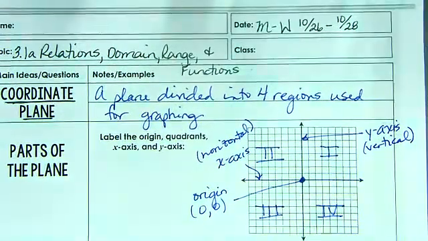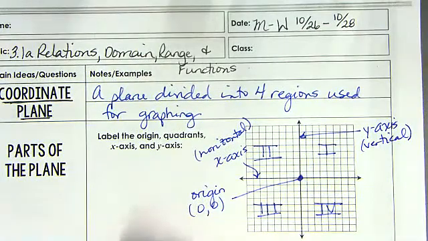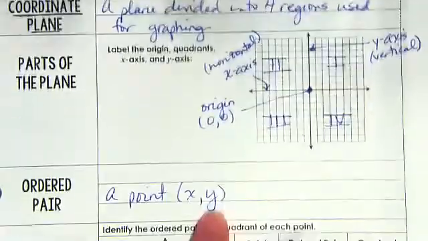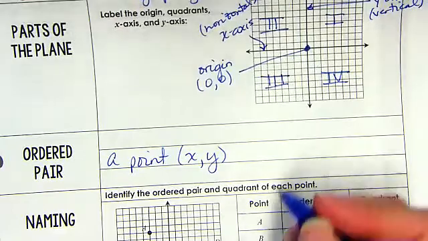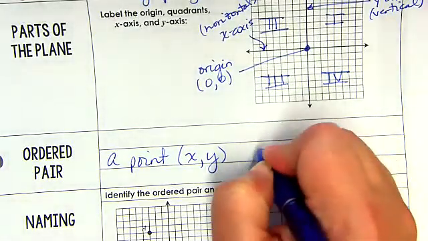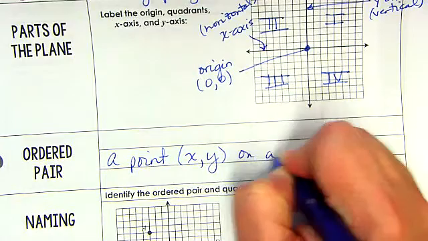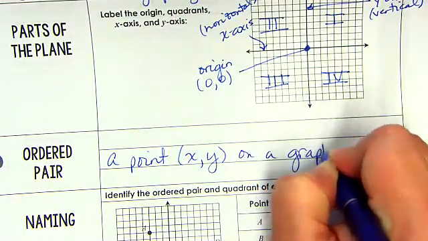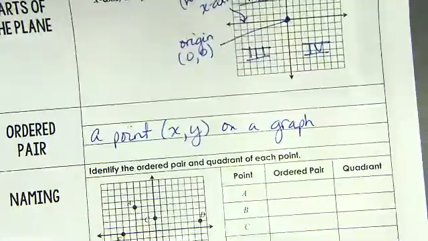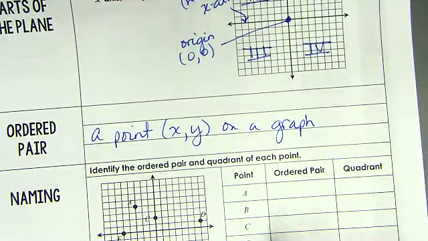All right, here we go. An ordered pair is a point x comma y, alphabetical order. The x comes before the y in the alphabet, so it does in the ordered pair. So a point is x comma y on a graph. Here we go. We're going to name a few points. We want to write the ordered pair and the quadrant.